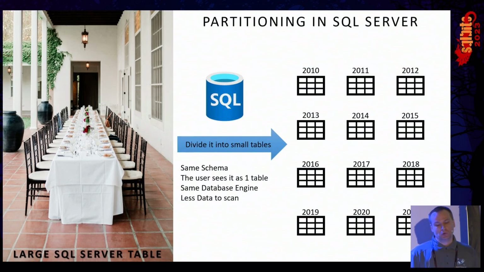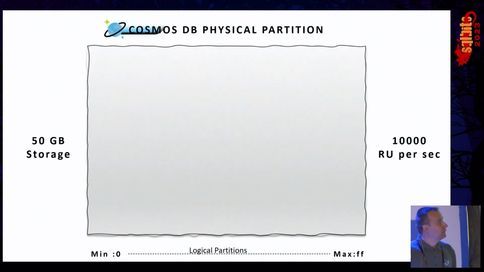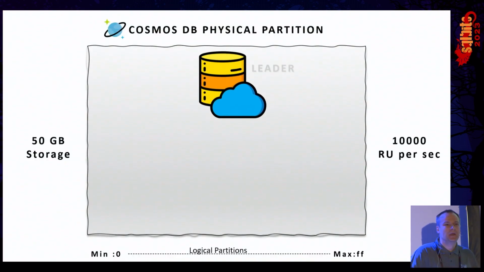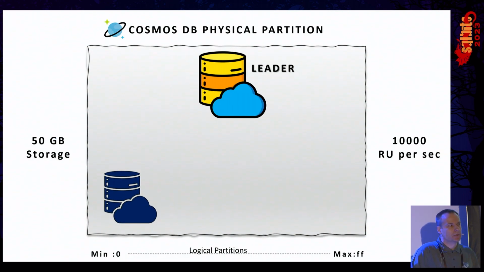The good part is the user doesn't see all those tables. Users still see one table. And the schema is exactly the same. So we really distribute the data, but in file level in SQL Server. In Cosmos DB, the idea is same, but scaling is totally different.